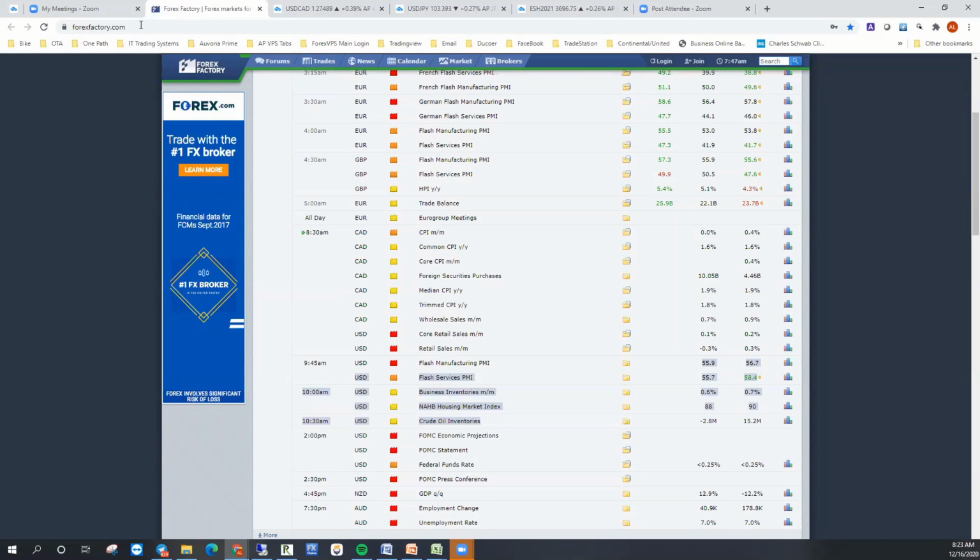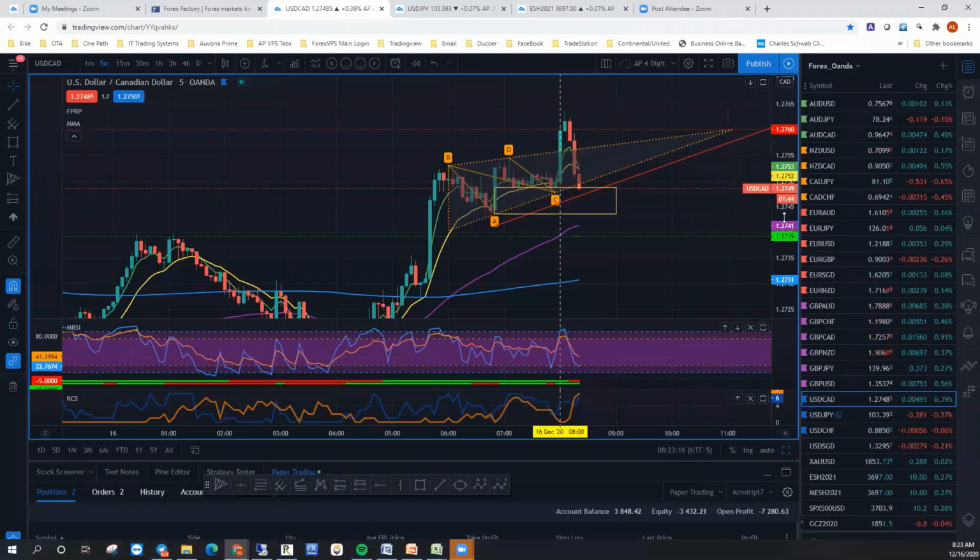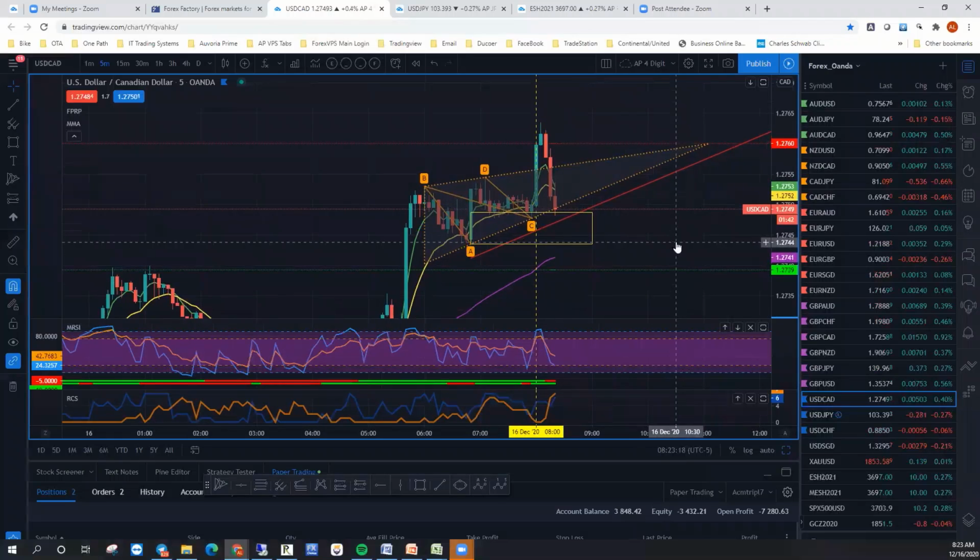Appreciate that. I remember looking at that the other day and saying we have some red folder situations coming in on Wednesday. Today's Wednesday, the middle of the week. A lot of times you're going to get a lot of reversals today.